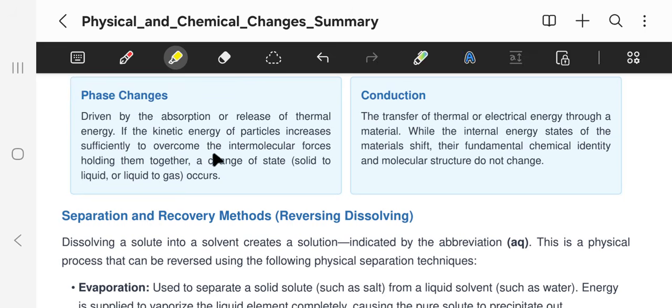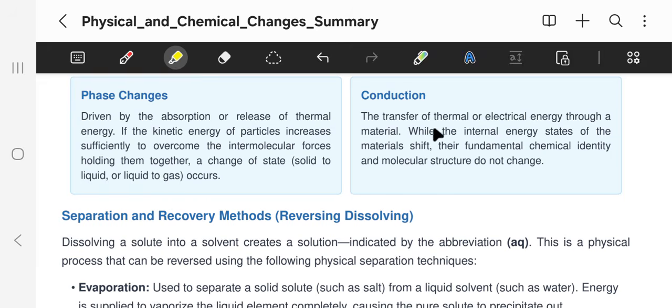When we change phases, we move from solid to liquid, and we know that in solids we have strong intermolecular forces, but as we move to liquids and to gases, the intermolecular forces keep on getting weaker and weaker.